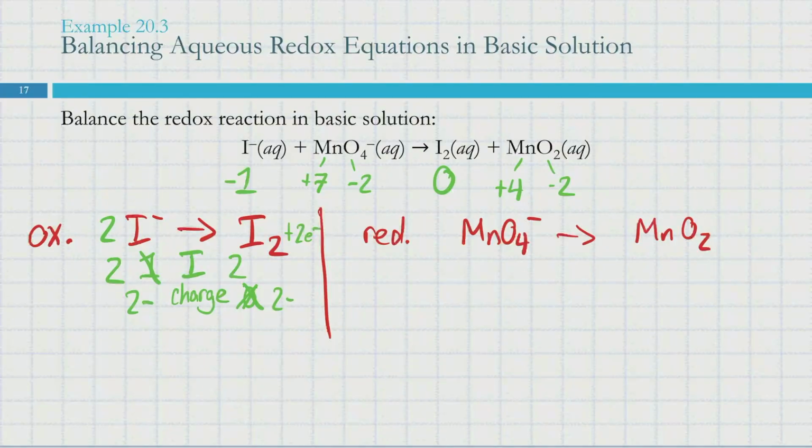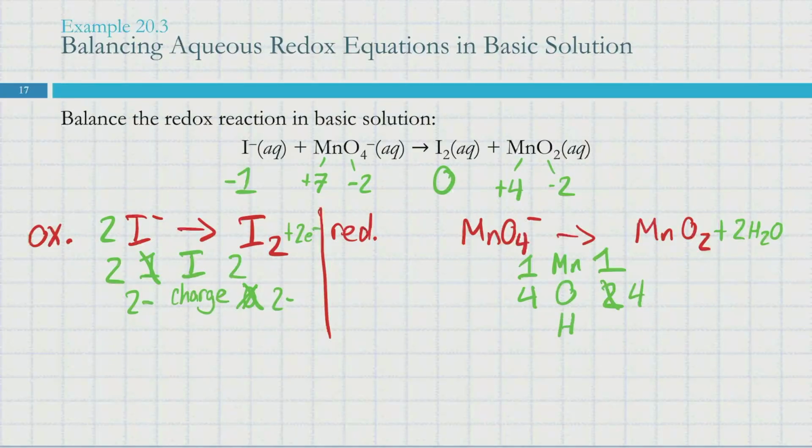And then we can balance our reduction half reaction with our manganese. So our manganese is already balanced out. That's very convenient. We've got 1 and 1. So 1 and 1. Our oxygen, as you can see, is not balanced. We've got 4 and 2. So to get those balanced out, we can add 2 H2Os. That adds 2 oxygens, so we're up to a count of 4.